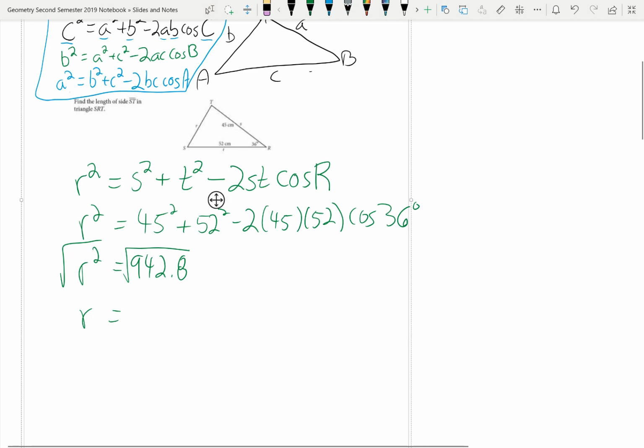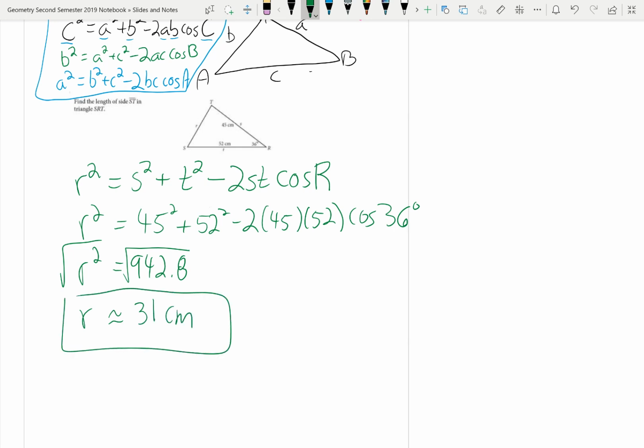And that's an approximation, so use that sign. Approximately equal to 31 centimeters, and that is my answer. Okay.